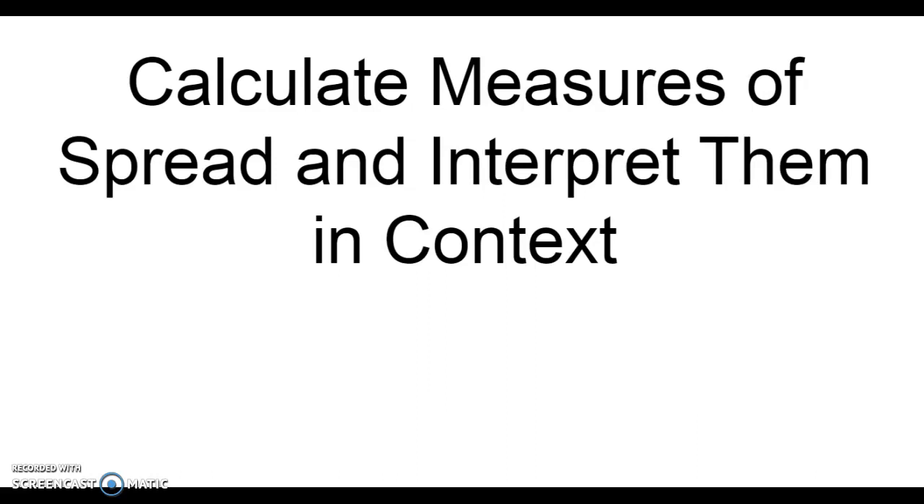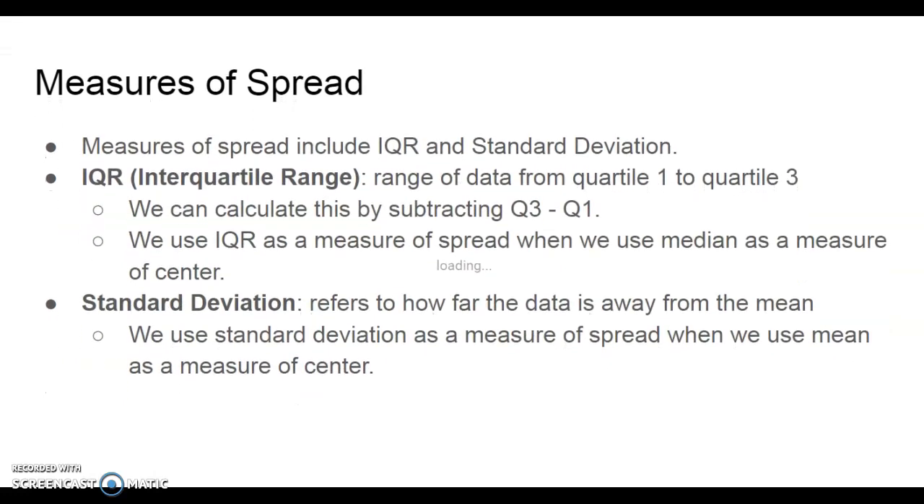Calculate measures of spread and interpret them in context. So measures of spread are basically two different ones: we have IQR and we have standard deviation. They're two different ways to tell us how spread out the data is in our data set.